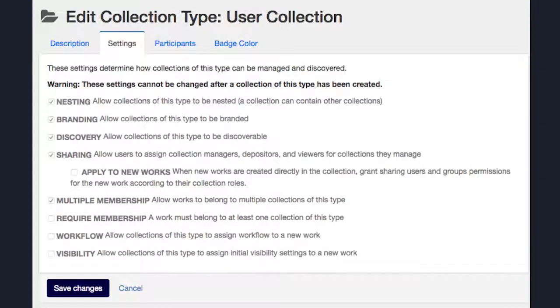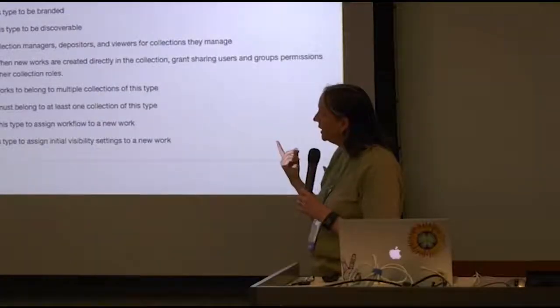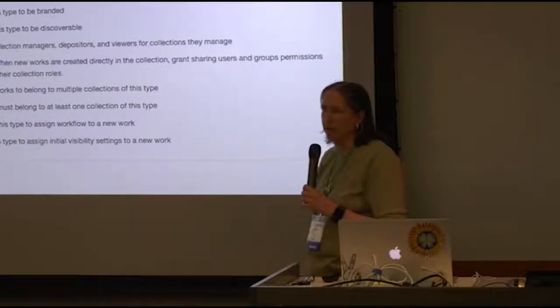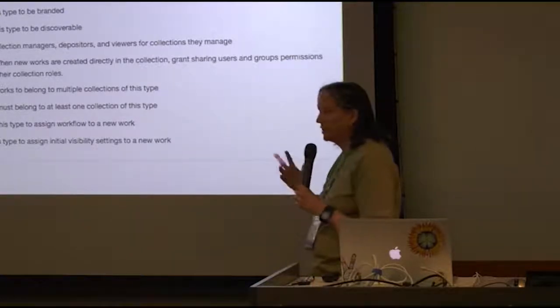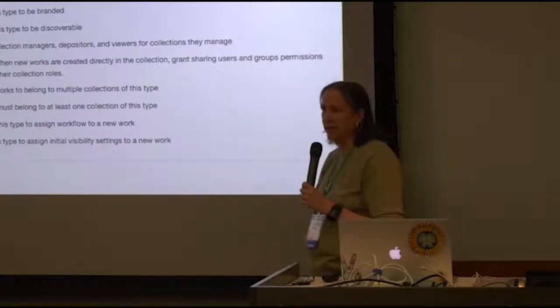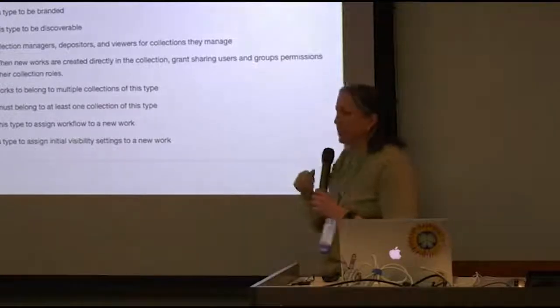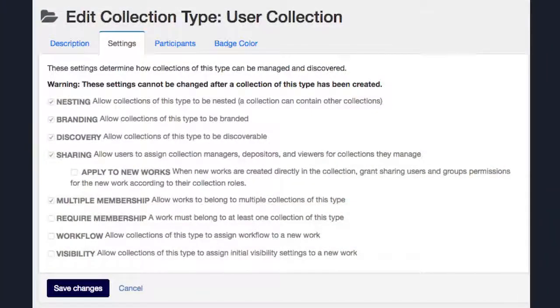But again, like I pointed out earlier, if collections have already been created, there's a couple of them that would cause you problems if you turn it off. So nesting is one, because if people already have nested collections, what are they going to do with them? If you try to turn it off, you're going to have some inconsistency in your system. The other is multiple membership, because if you allow them to do it in multiple collections and then you turn it off, they already have some works that are in multiple collections, and that just creates some inconsistency in your repository.